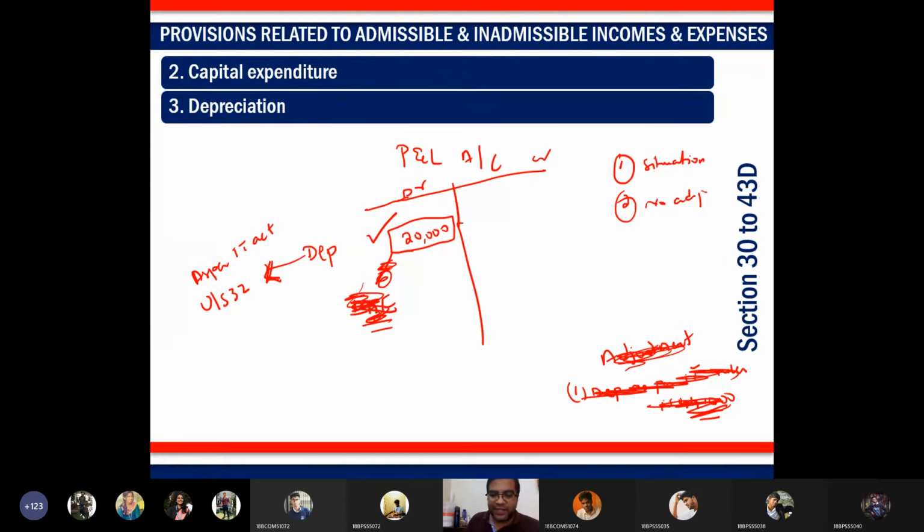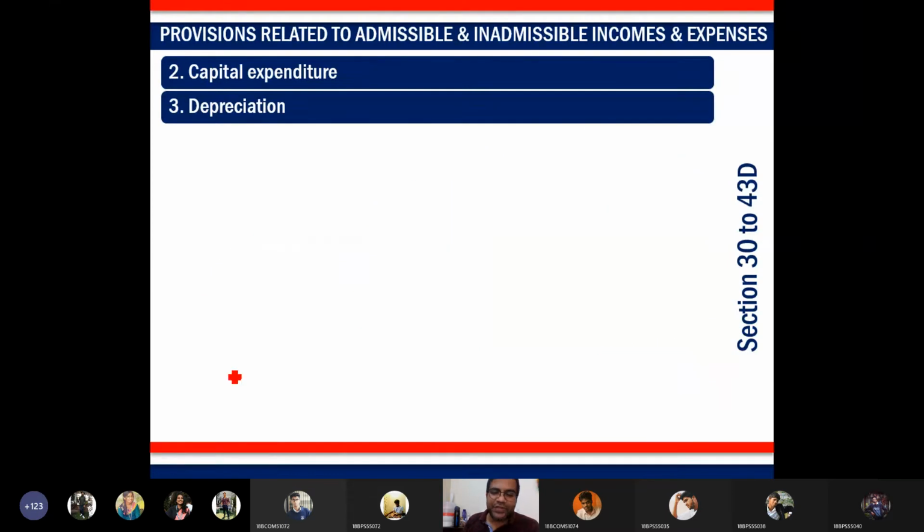Situation one, you will get the depreciation amount in the P&L account also. You will get the depreciation amount in the adjustment also. So take whichever is as per IT. Situation number two, depreciation is given in the P&L account, but nothing is mentioned. In that situation, we will assume whatever is given in the profit and loss account, that itself is as per the IT Act, and you don't have to do anything, right? So these are the two situations pertaining to depreciation.